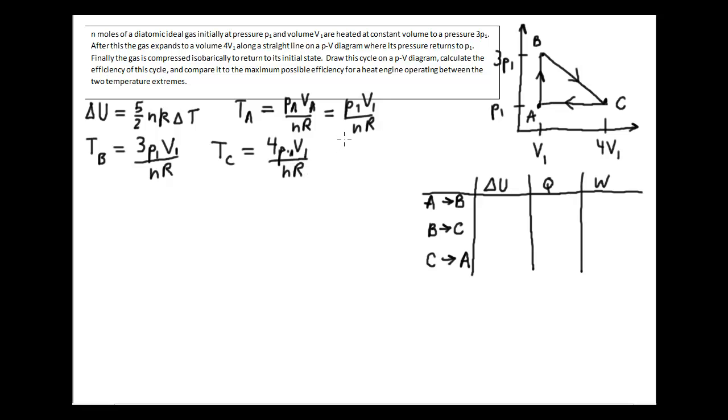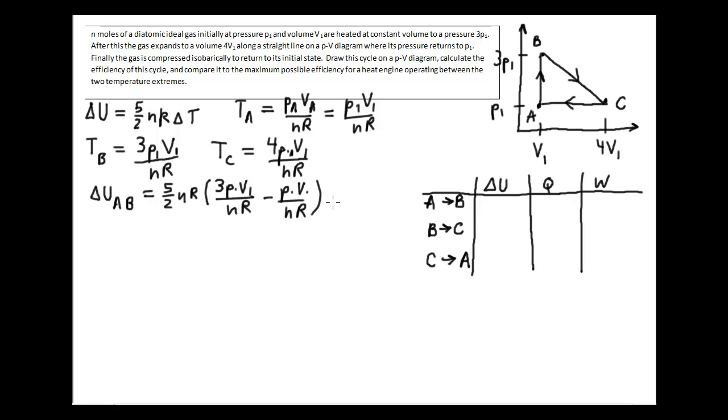Alright, so now I've got all 3 temperatures that I need, and I can start cranking out the changes in the internal energy for each of the steps. So I'll go through that pretty quickly. Delta UAB then is 5/2 NR from the equation above, and now we've got T final minus T initial. T final is TB, right? So that's 3P1 V1 over NR minus P1 V1 over NR.